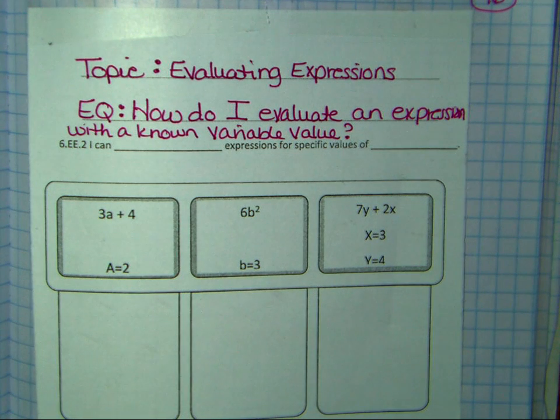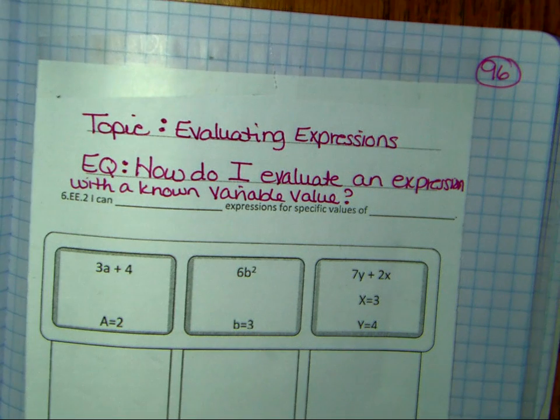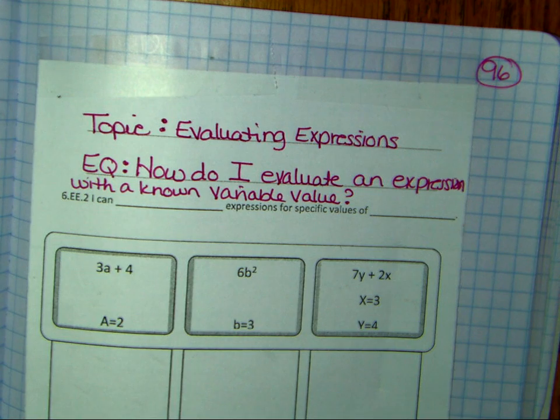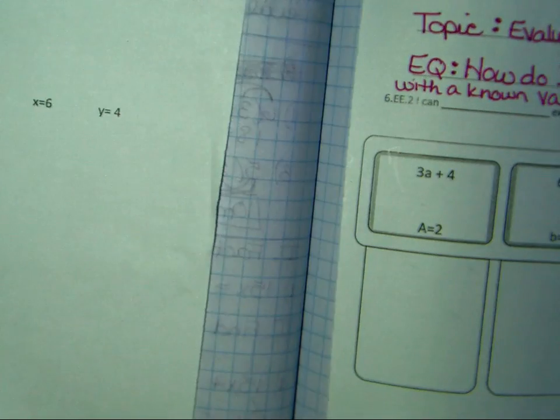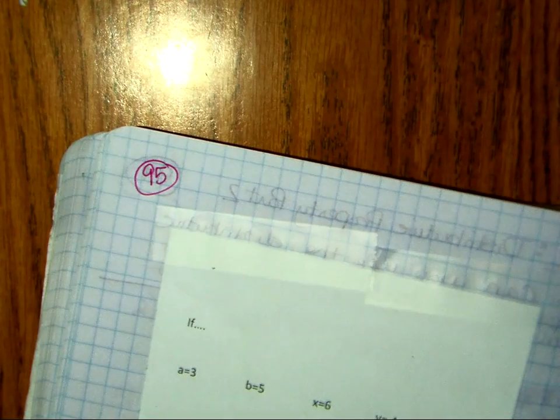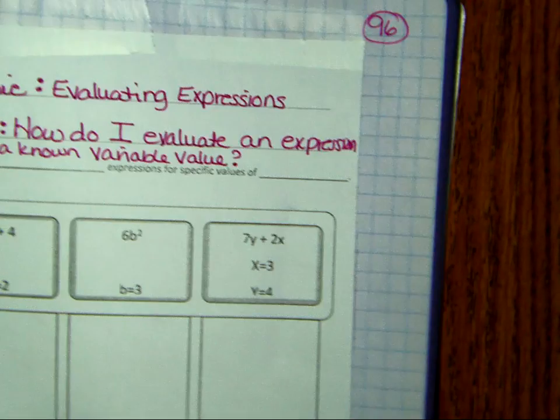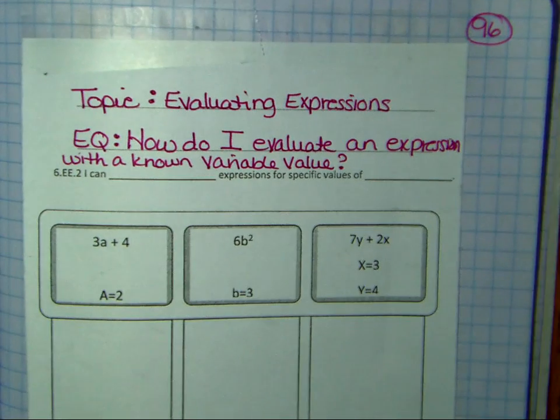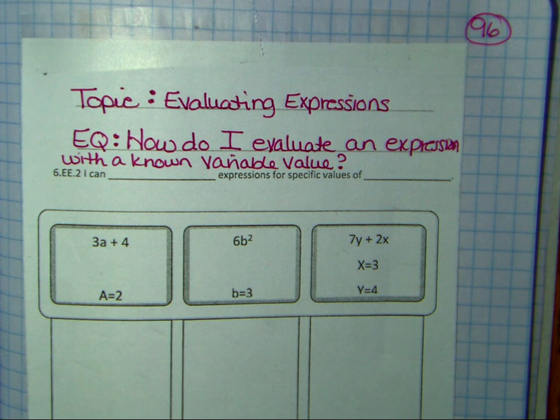For today's notes, I need you to go on page 95 and 96. The topic page is going to go on 96. The page that has all the sample problems is going to go on page 95, just like this. Our topic and essential question is located at the top. The topic is evaluating expressions. The essential question is, how do I evaluate an expression with a known variable value?